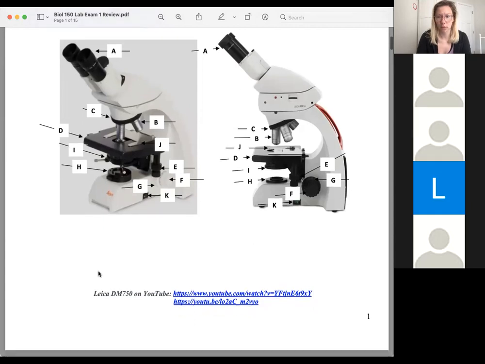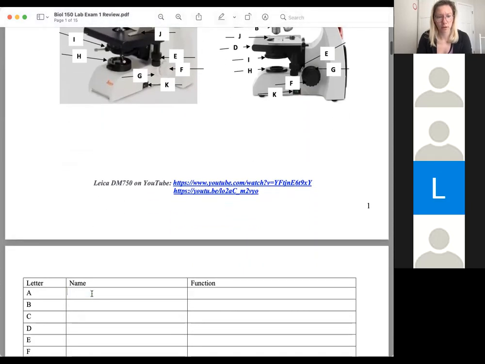Letter A is an eyepiece, and it's designed for use of glasses. Yes, very good. It's an eyepiece. It's also referred to as the ocular lens. But yeah, that's the part where you're actually putting your face against it. And could you repeat what you said the function was? I didn't quite hear that.